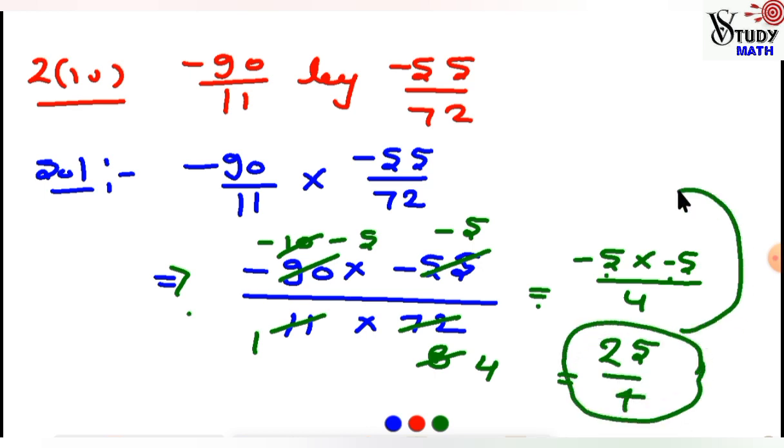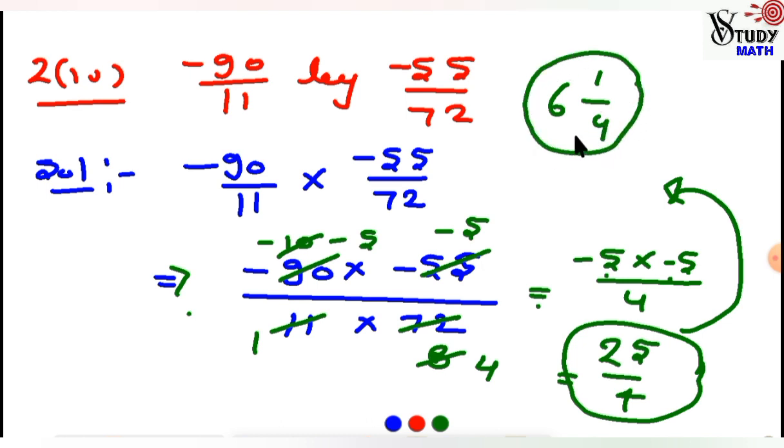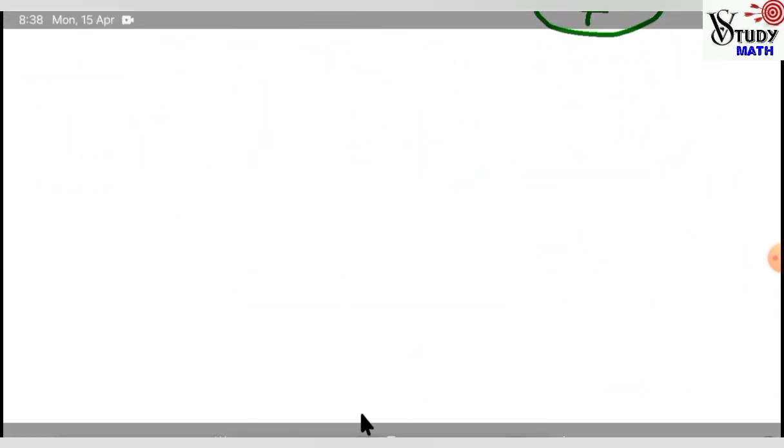This may be the answer, and because this is an improper fraction, the answer may be 6 and 1 upon 4. 6 is the quotient, 1 is the remainder, and 4 is the divisor in the mixed fraction form. Now move to the next question.